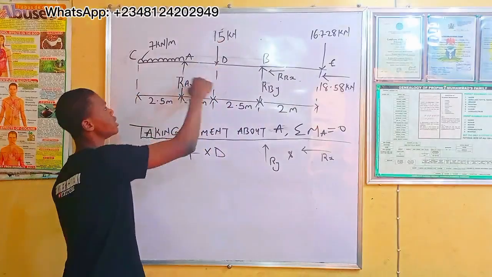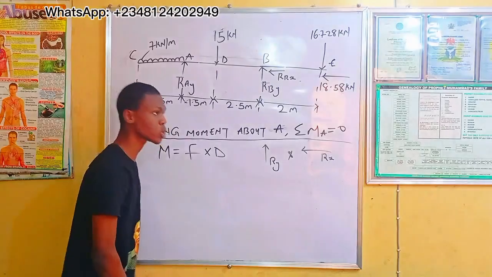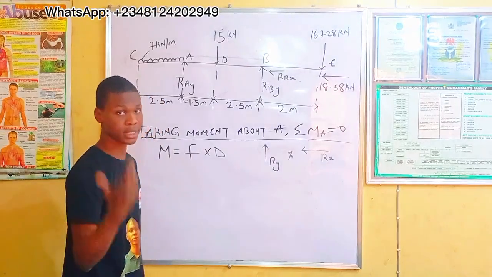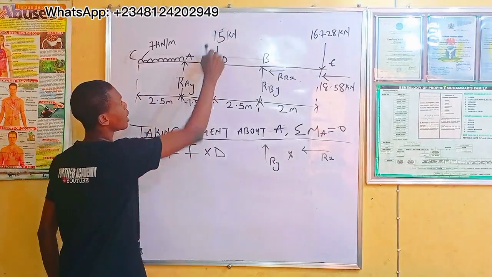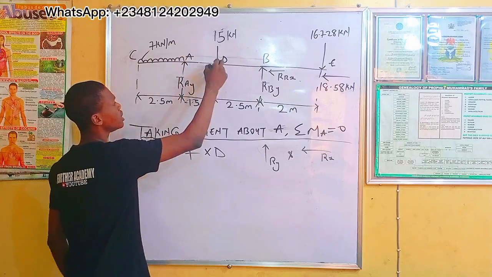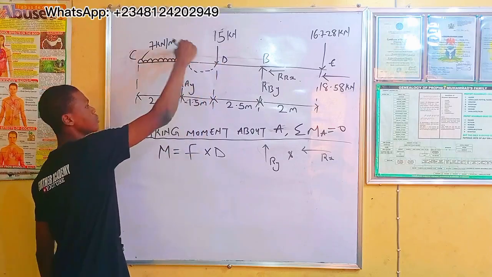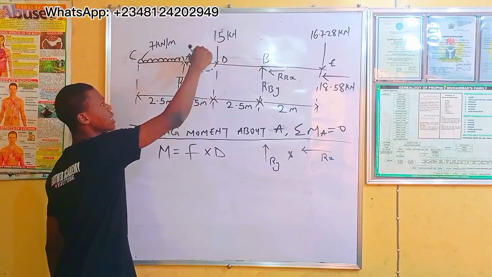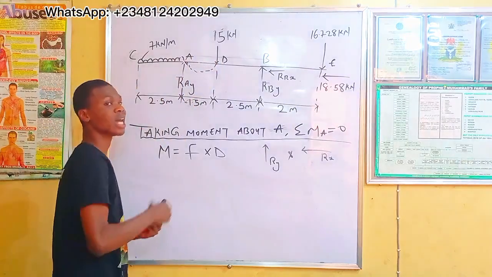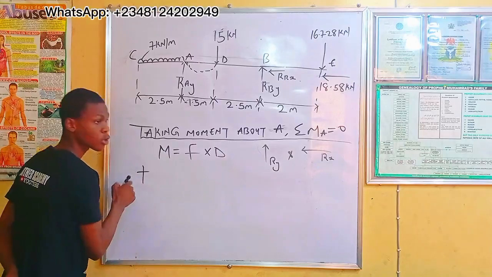The 15 kilonewton is traveling to point A. Identify in what direction it is going. Is it clockwise or anti-clockwise? If it is clockwise, it takes positive. Anti-clockwise, it takes negative. Now, imagine you are taking the tip of this force to A, meaning you are going in this direction. Is it going in the direction of your clock or against it? It is going in the direction, so it becomes positive. So positive meaning positive clockwise.